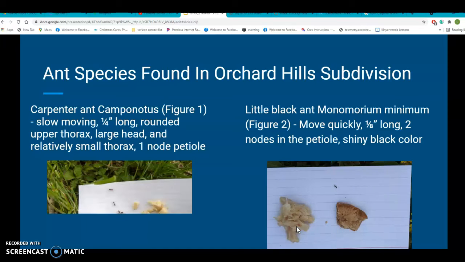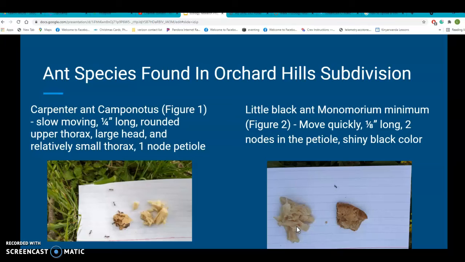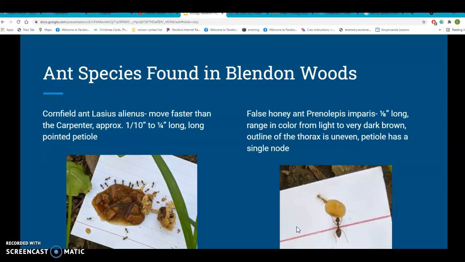I decided to take a look at the ant species as well in both locations. I found carpenter and little black ants in Orchard Hill. The carpenter ants moved more slowly and were slightly longer than little black ants. In Blendon Woods, I found cornfield ants and false honey ants, and the cornfield ants moved faster than the carpenter ants that I had seen in Orchard Hill, and were about a quarter-inch long as well, and the false honey ants were a little bit smaller, as you can see in the second image, at 1/8 of an inch long.